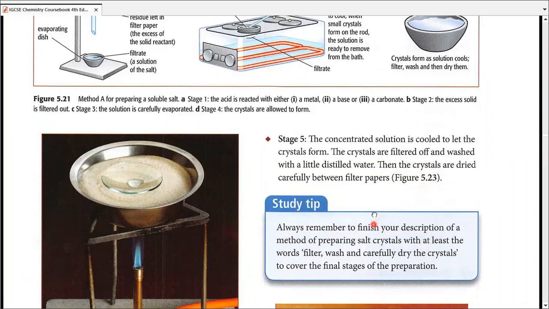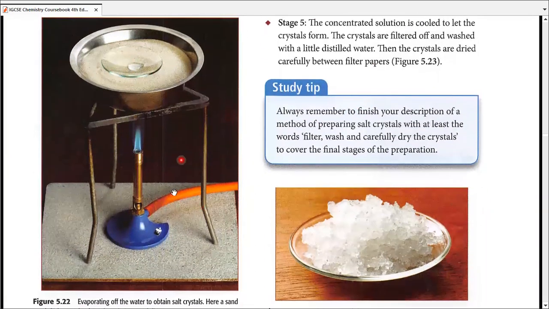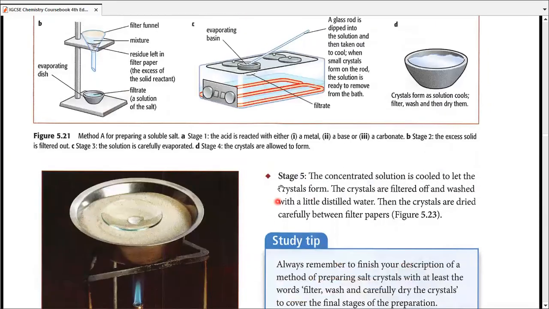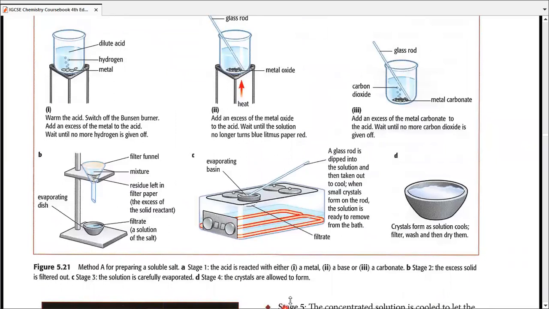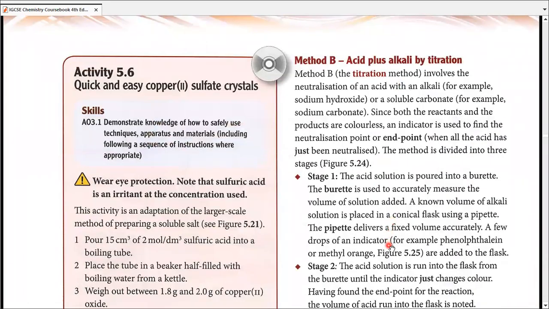That's fine. If you ever need to do it for a higher temperature, instead of a water bath, we can also use a sand bath. Okay? Okay, sir. Then we get dried crystals. This example is actually for the dried crystals of zinc nitrate. So this is the whole process. The first method, method A, is mostly crystallization. The second method is on page number 140, which is method B. And since the name is already written, it's a titration method.